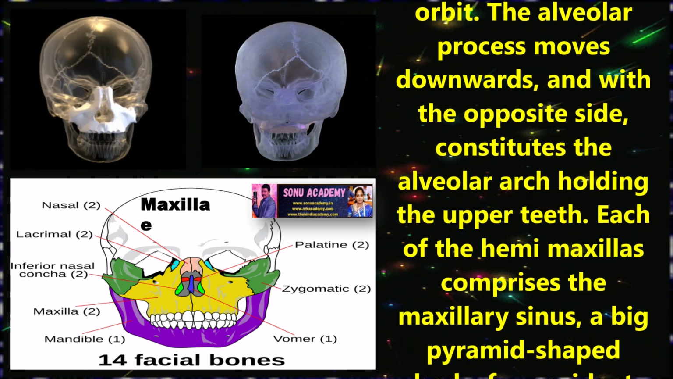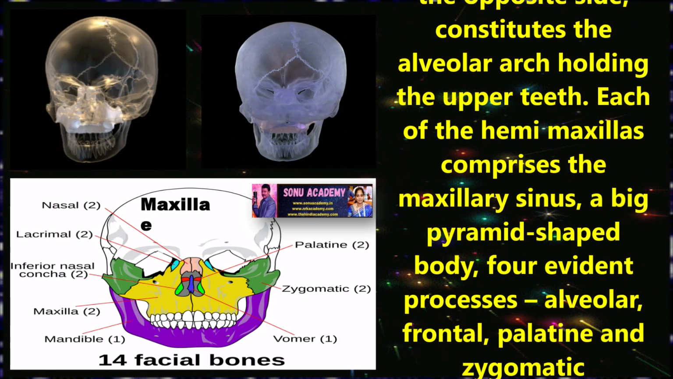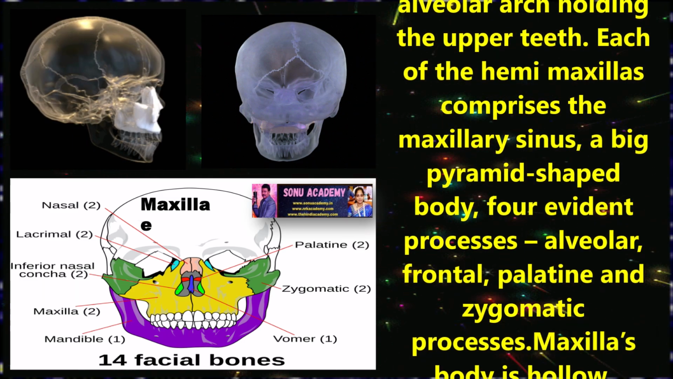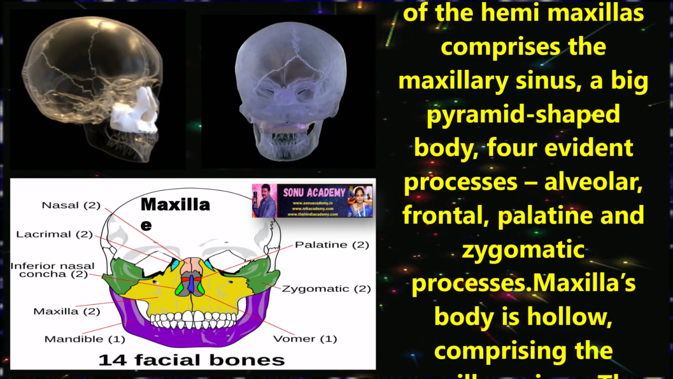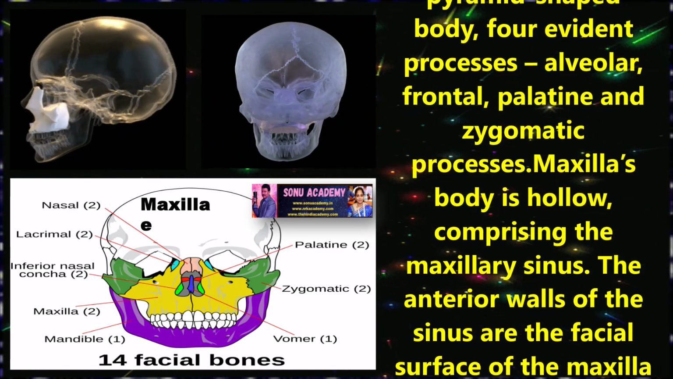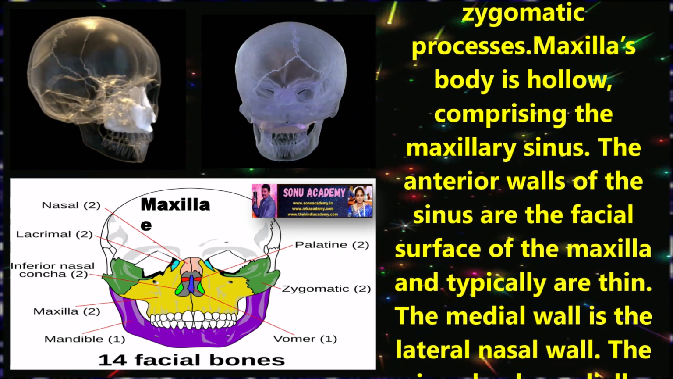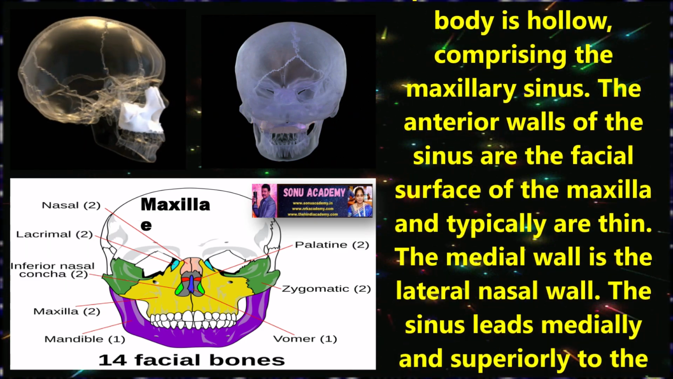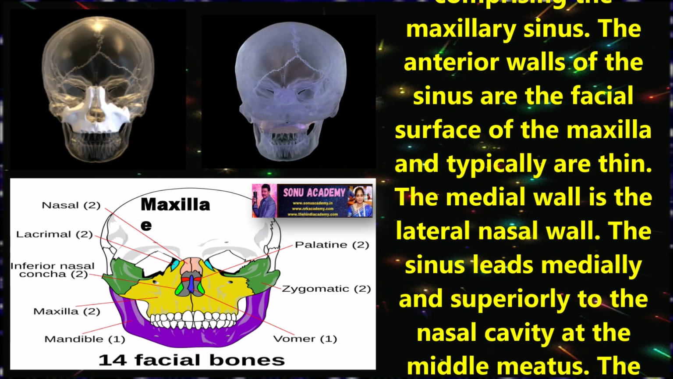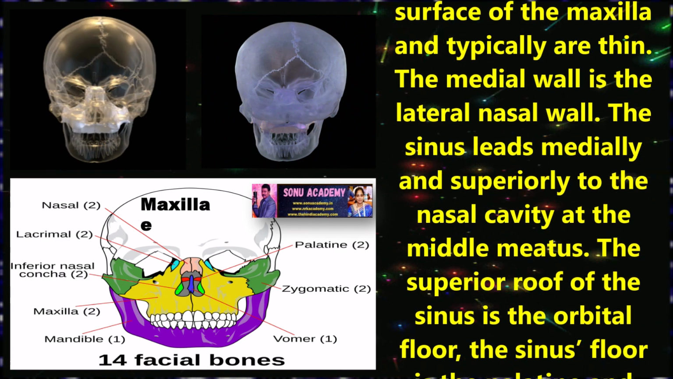Each of the hemimaxillae comprises the maxillary sinus, a big pyramid-shaped body. There are four evident processes: alveolar, frontal, palatine and zygomatic. The maxillary body is hollow, comprising the maxillary sinus. The anterior wall of the sinus is the facial surface of the maxilla and is typically thin. The medial wall is the lateral nasal wall.